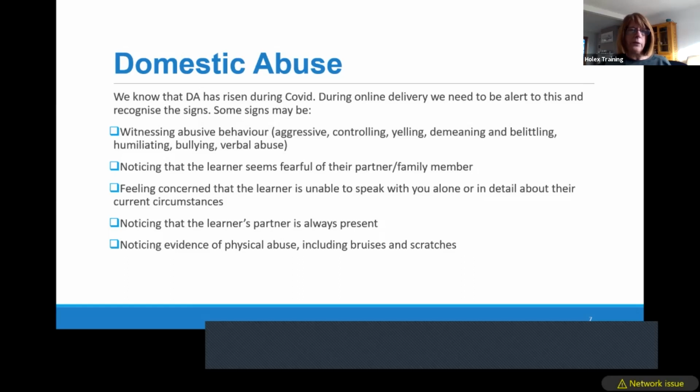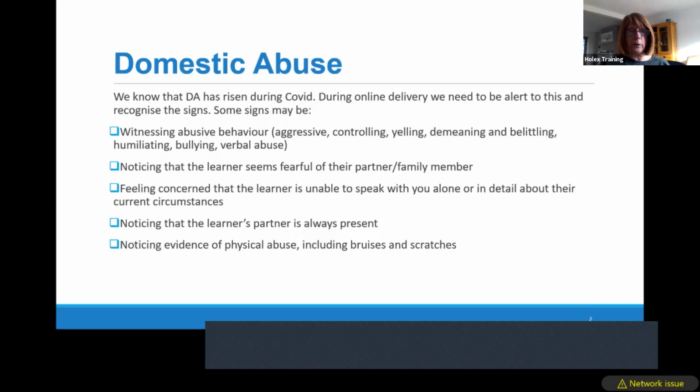All these sort of things. Noticing that the learner seems very fearful of their partner or family member. This is something that we wouldn't always pick up on in a centre. Feeling concerned that the learner is unable to speak with you alone or in detail is a big issue, and it is having a way of being able to speak to them when we know that it's safe. So if you notice that their partner's always present, could just mean that they're in a flat or a small house and there isn't anywhere for them to go, or it could be something more than that. And the obvious physical abuse, including bruises and scratches.